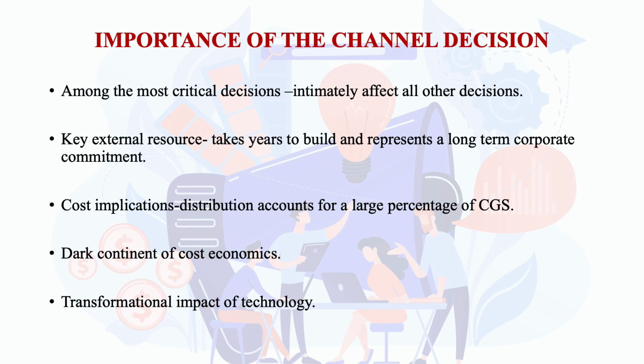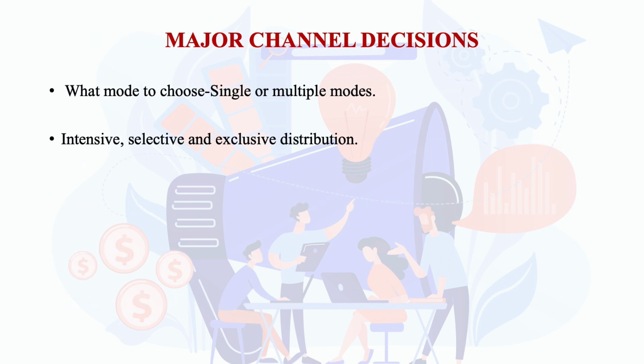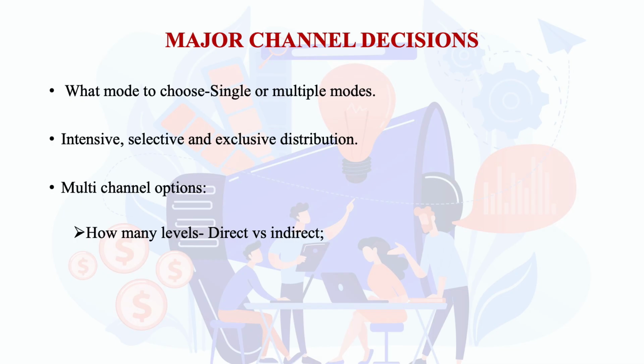Like pricing decisions, we need to say what the major channel decisions are that you have to make. Do you want to have a single node or multiple nodes? How many channel nodes do you want to have? Do you want multiple channel options, and do you want to do it yourself? That is, direct distribution versus indirect distribution. So these are some of the major decisions.